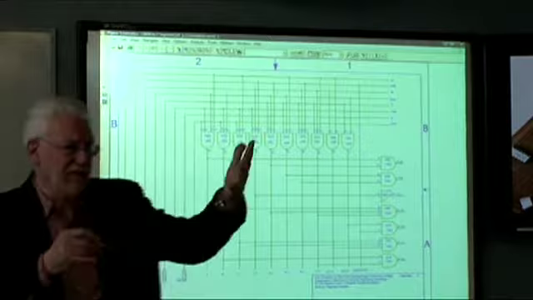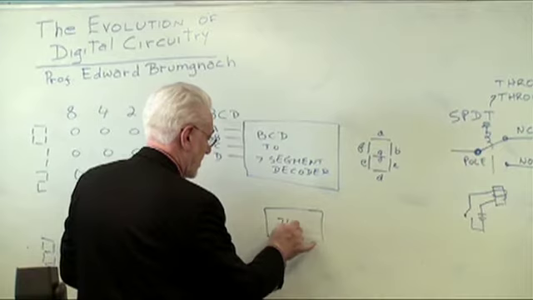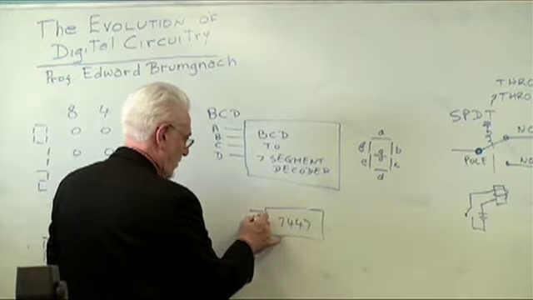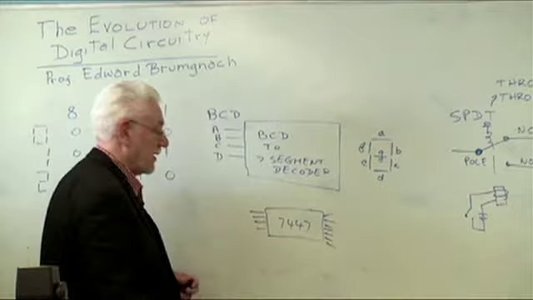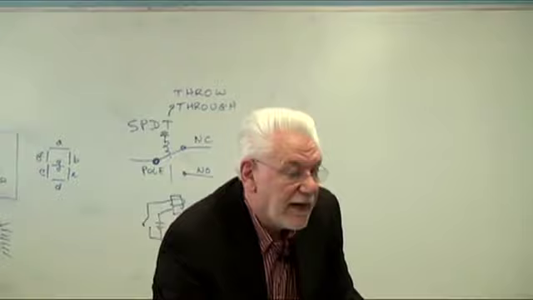By the late 70s, they took all of this stuff and they made it one chip. It was called the 7447. And they took all of that circuitry that you see over there and they put it into one chip. And it has 1, 2, 3, 4 inputs, and it has 1, 2, 3, 4, 5, 6, 7 outputs. So all of that circuitry got integrated into one chip. So it got smaller and smaller and smaller.